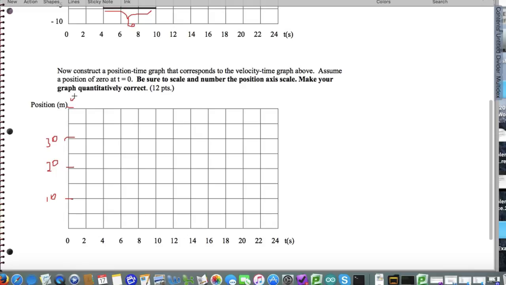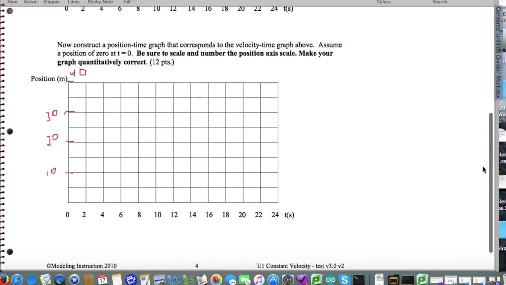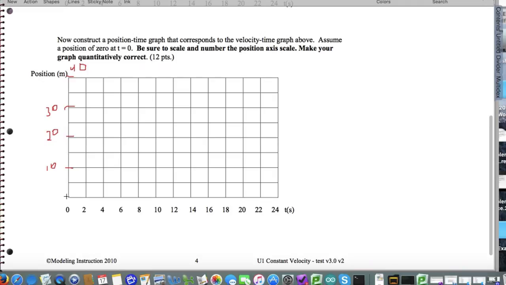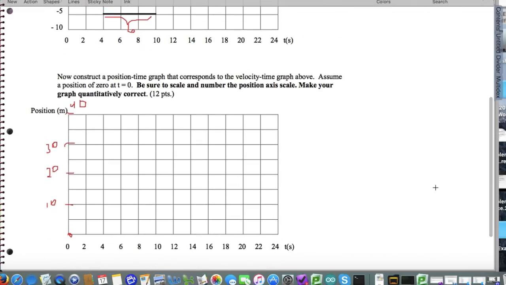That's actually how I'm going to build up graphs in these problems. I want them to actually be helpful and useful. So here, at 0 seconds, we're at the origin. And then after how many seconds do we wind up at 40? It says after 4 seconds we wind up at 40, so I'll just put a mark at 40 after 4 seconds.